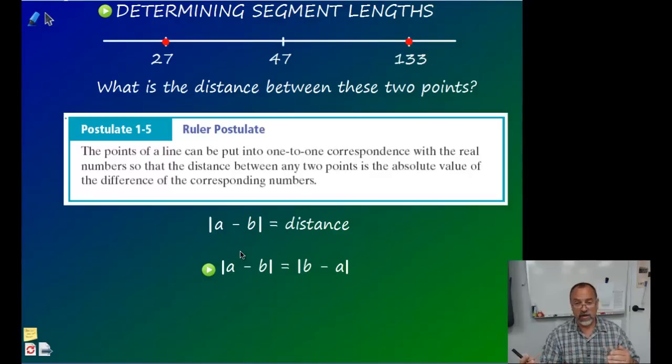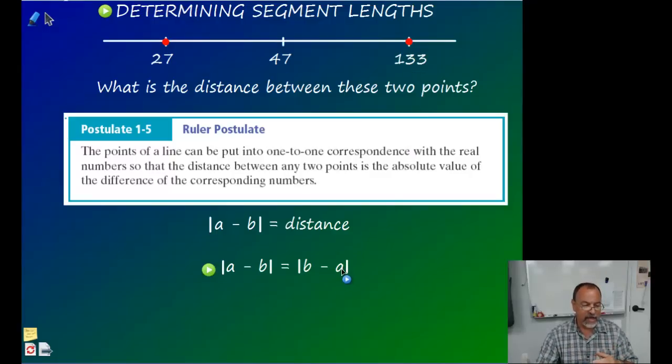That's because distance always ends up being positive. The order that I do the subtraction doesn't matter. For instance, if we were trying to find the distance between 27 and 133, those two points, I could do 27 minus 133, which is going to give me a negative number, but I'm going to take the absolute value of that, so it ends up being positive, the length of the segment. Or if I did 133 minus 27, that number is positive, but take the absolute value of the positive, it still remains positive, so it gives me the distance positive. So as long as I take the absolute value, the order doesn't matter.